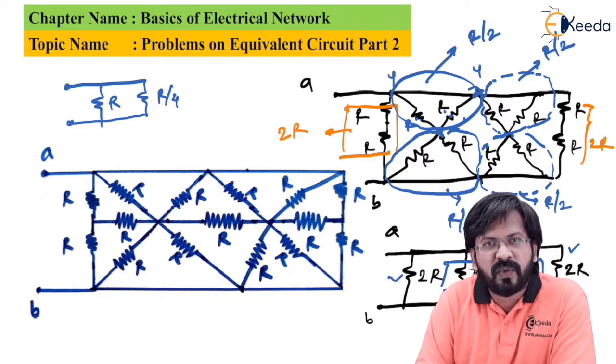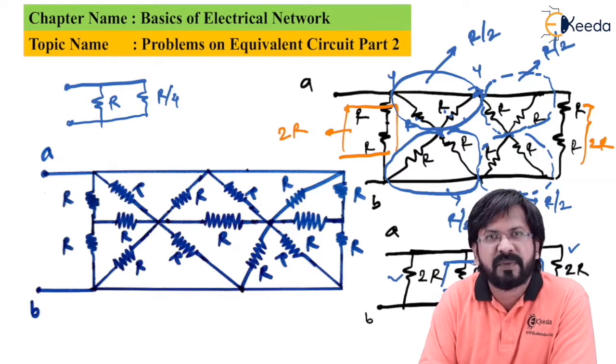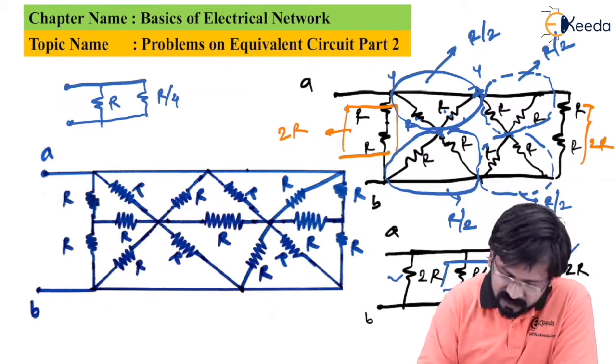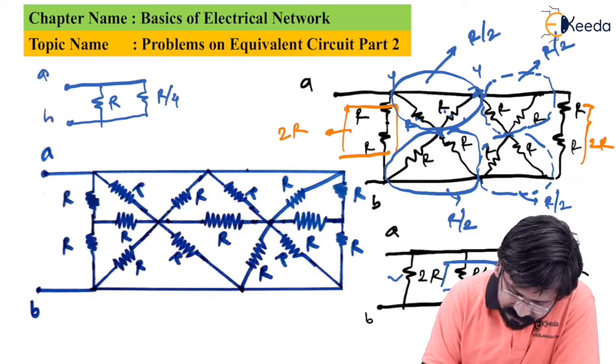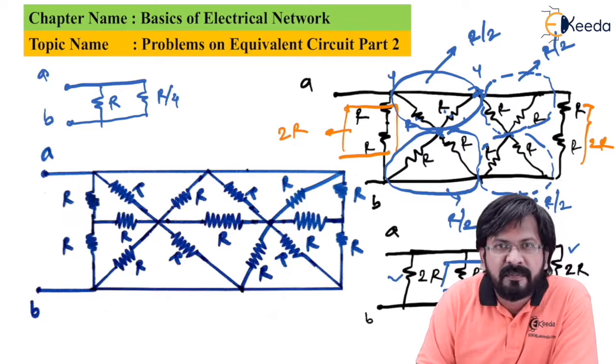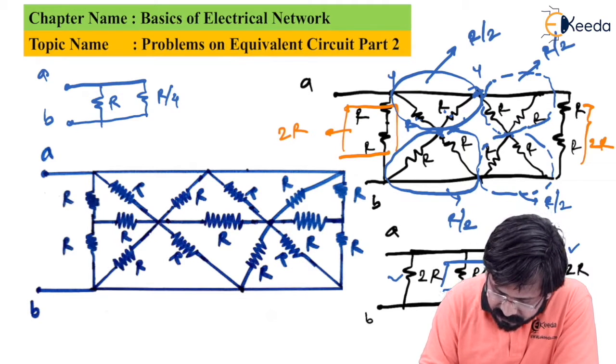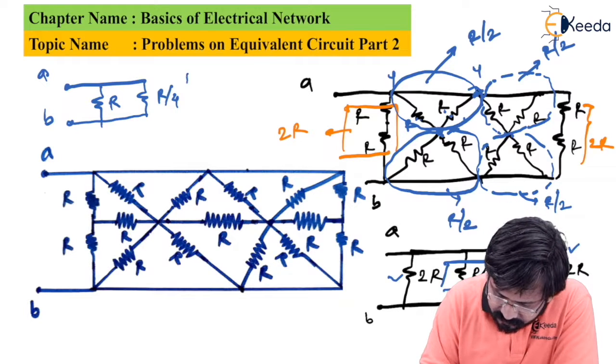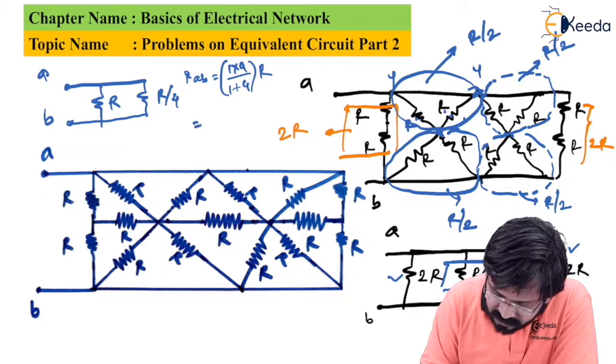Further, you have to only calculate the equivalent impedance between A and B by having a parallel combination of R with R by 4. So now R parallel with R by 4 becomes the equivalent between A and B. So I can say RAB equals 1 into 4 upon 1 plus 4 times R, which is 4 by 5 times R.